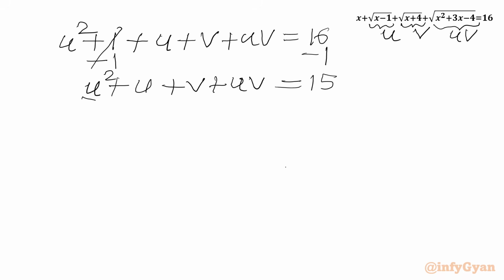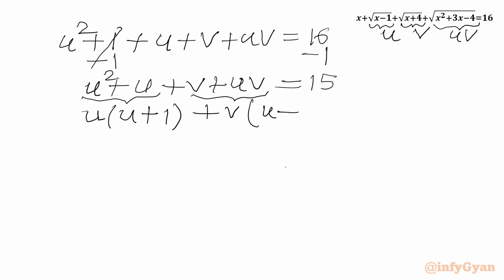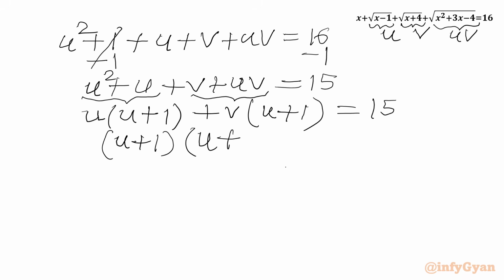Now we can take u common from these two terms and v common from these two terms. We will get u in the bracket u plus 1, and v is common in the bracket, so we'll write u plus 1, or 1 plus u, equal to 15. Now u plus 1 is overall common. In the second bracket, we can write u plus v, and RHS is 15.